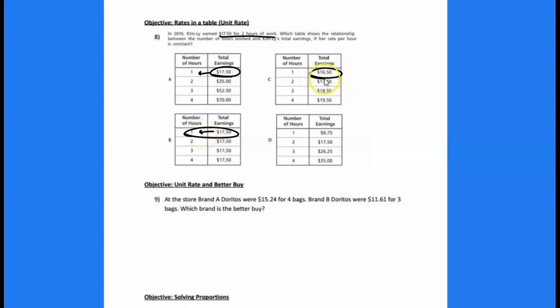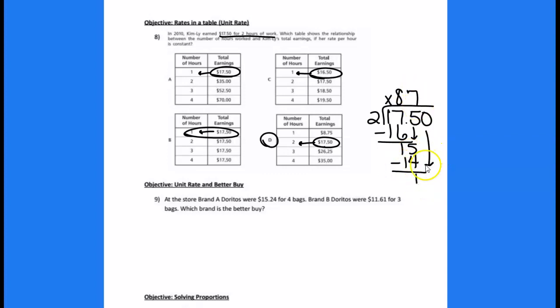Table C has $16.50 for 1 hour, and table D has $8.75 in 1 hour, and for 2 hours, $17.50. Table D is the correct answer, and this is because the table starts with the unit rate and not with $17.50. So we were trying to find what they earned for 1 hour of work. And showing the math proves that every hour Kim Lee earns $8.75.